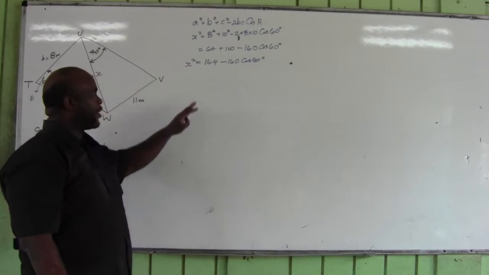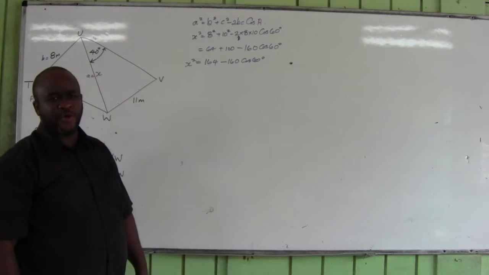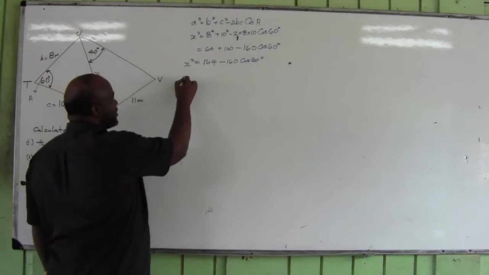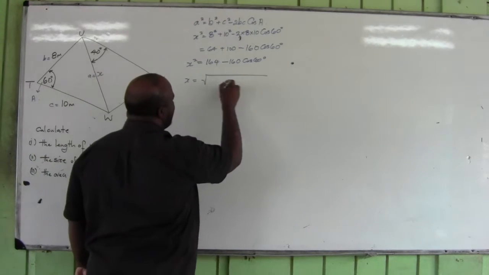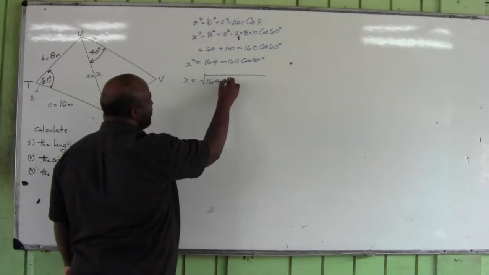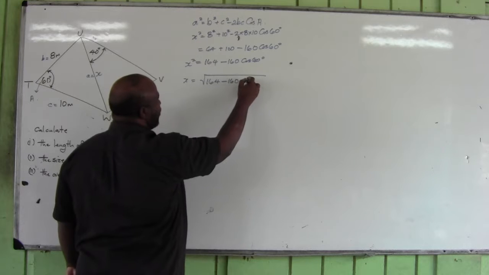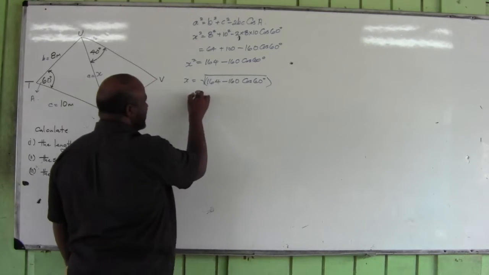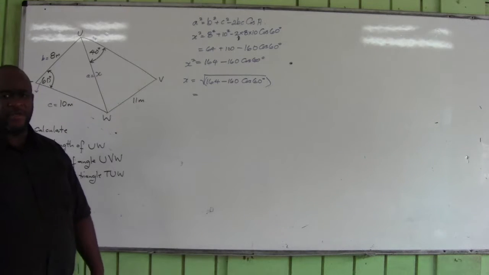So I wouldn't bother to work this out. I would just go what? What is the opposite of square? So x would be the square root of 164 minus 160 cosine 60 degrees. So put this in the calculator and press equal.